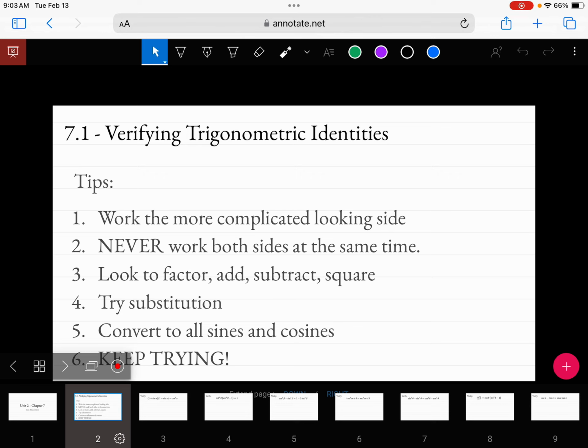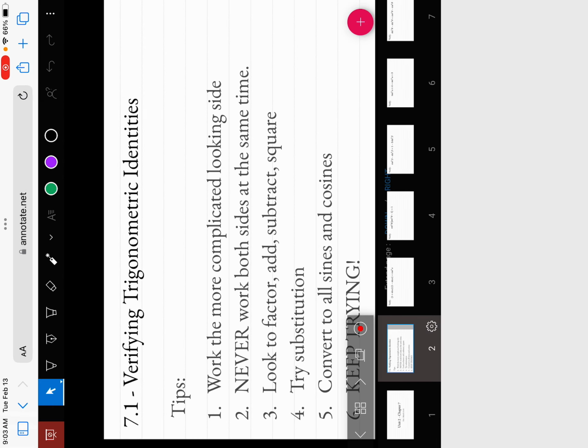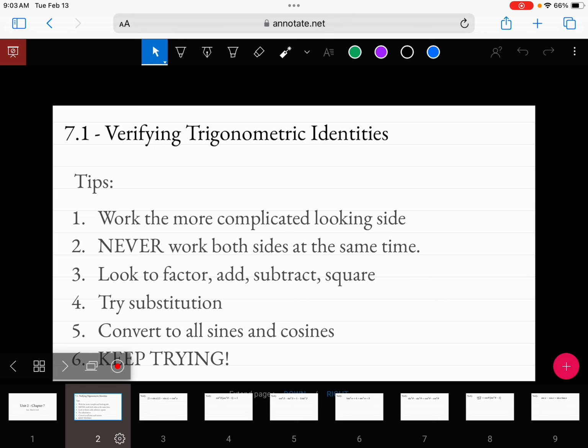All right, so these are just some tips for things to think about. I'm always going to work on the more complicated looking side to see if we can simplify. I try not to ever work both sides at the same time. It's a really good way to get scrambled in what you're trying to do. Pieces to watch out for: look for things we can factor, add, subtract, square.